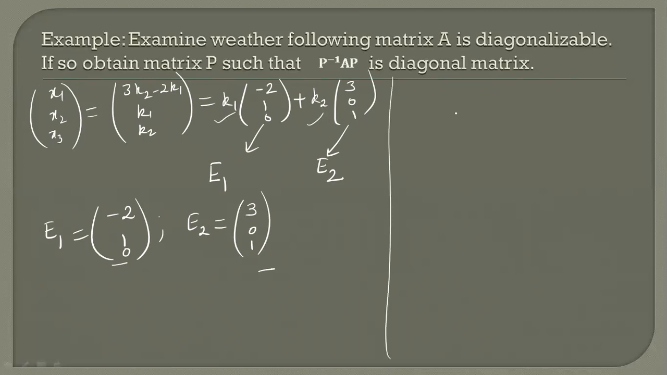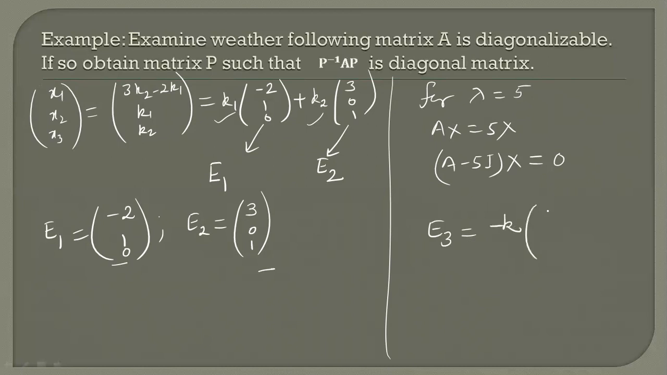Now, we can find another eigenvalue, lambda equal to 5. It will be Ax equal to 5x. So (A minus 5I)x equal to 0. You can go to my lecture 11 and you can see that I have already found this eigenvector. Call it E3 equal to some k times [1, 2, minus 1]. You can see I have already discussed this eigenvector. 1, 2, minus 1 is the third eigenvector here.